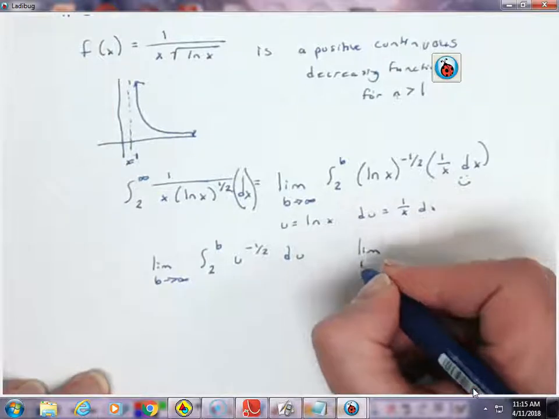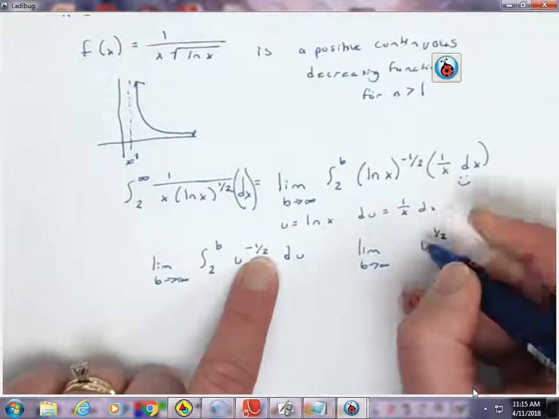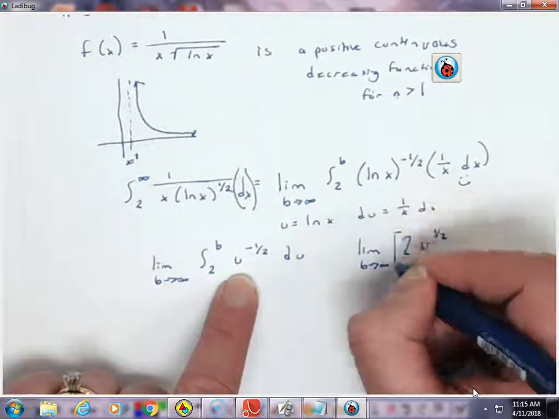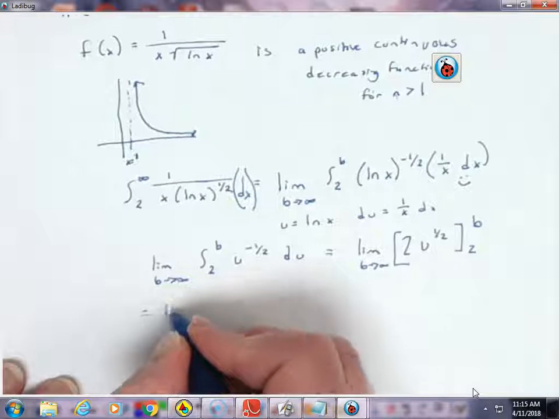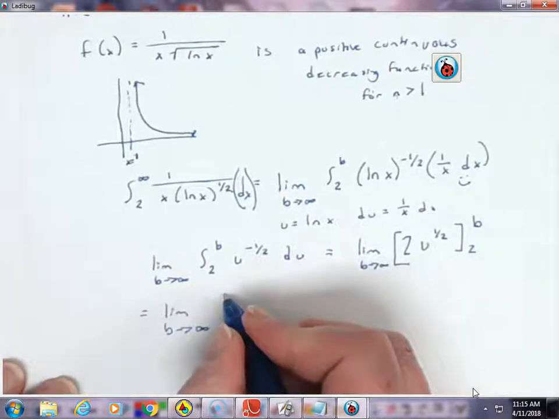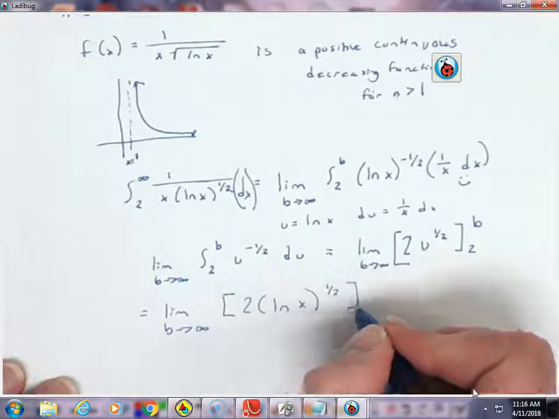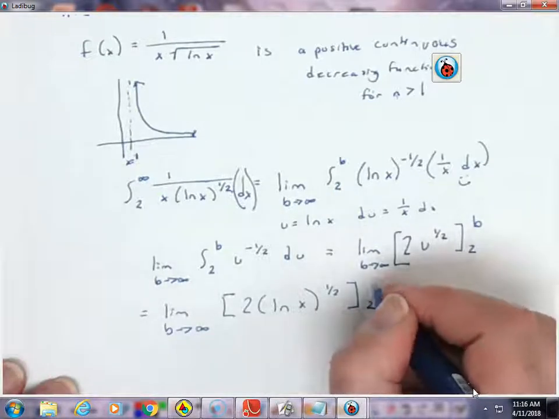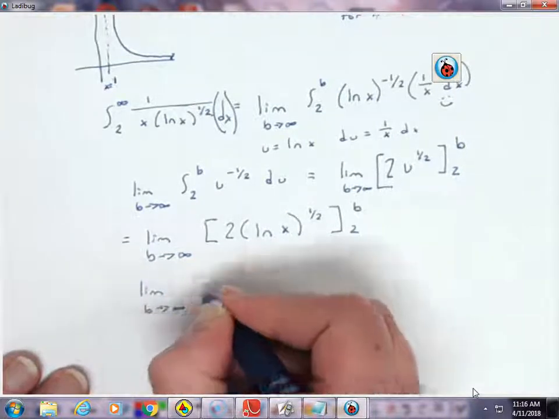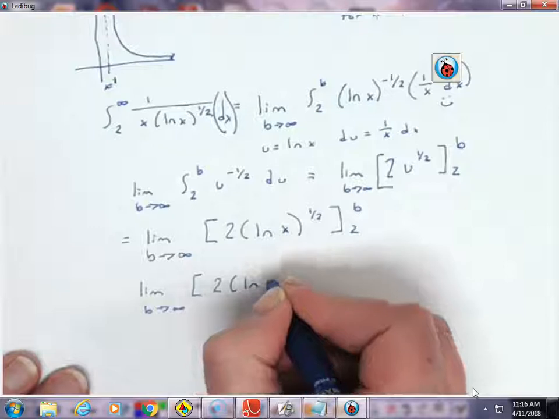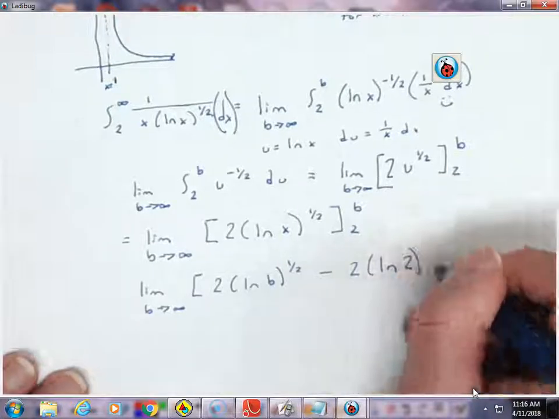So if you integrate this guy, add power rule, so add 1 to the exponent, it'll be u to the 1/2, times the reciprocal, which is 2. And that's going to be from 2 to b. And then we would have the limit as b approaches infinity. Go ahead and substitute back in what your u was. Now we're accurate with our bounds, now that we're back in terms of x's. And then we're going to substitute in our bounds. So we have the limit as b approaches infinity of 2 ln of b to the 1/2 minus 2 ln of 2 to the 1/2.